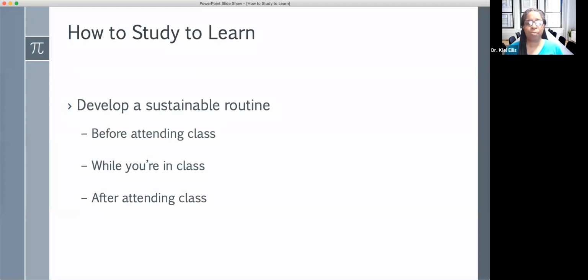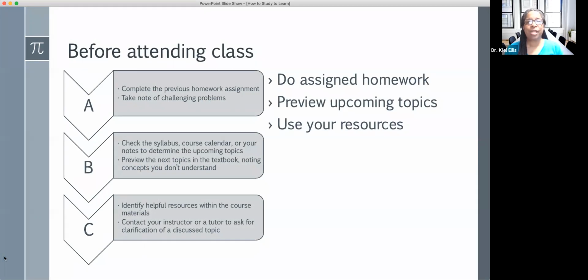You must develop a sustainable routine. And I'm going to talk to you about a few things you can do to develop a routine before class, while you're in class, and also after attending class. Before attending class, and this is assuming that classes have already begun, you want to do assigned homework, complete the previous assignments, and take note of the problems that were particularly challenging for you. Write them down and either highlight them, put an asterisk by them, but write them down.